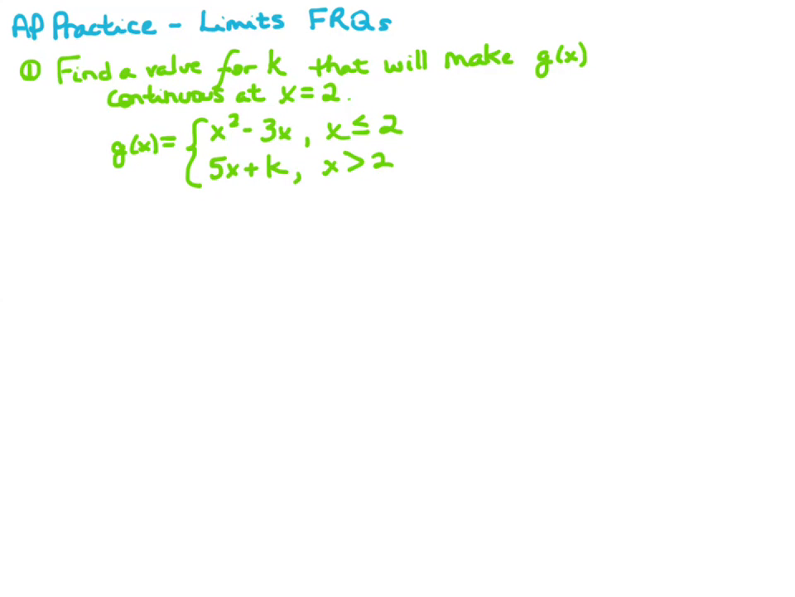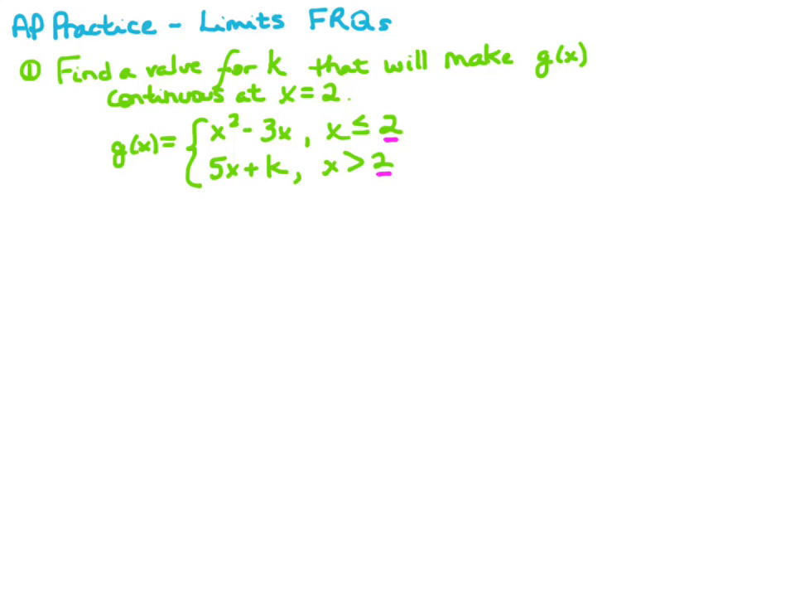In this video, we're going to look at two free response questions having to do with limits. In this first question, we're asked to find a value of k that will make g of x continuous at x equals 2. So we have this piecewise function g of x, and the first piece is a quadratic function, the second piece is a linear function. So we know both of those functions are always continuous, and we want to make sure that this function g of x stays continuous at the switching point at 2.